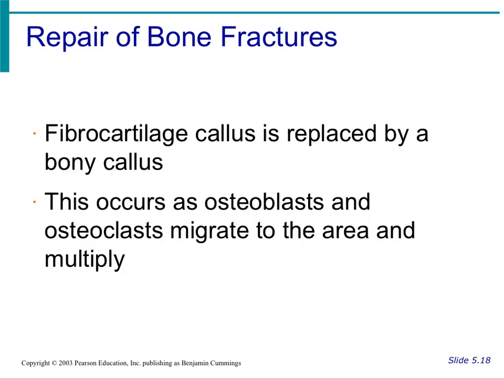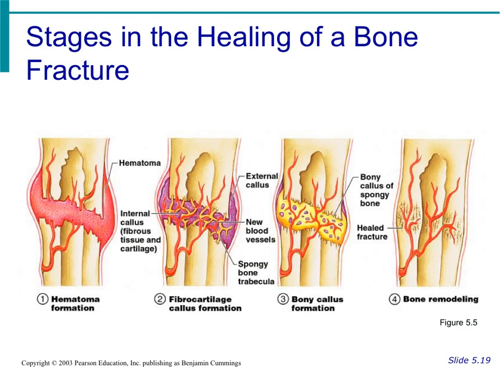Once the fibrocartilage callus is there, it's replaced by a bony callus. This occurs as osteoblasts and osteoclasts migrate to the area. They can start to multiply, and remember, osteoblasts add bone, osteoclasts destroy bone. So here you can see the bony callus is kind of this yellowish tissue that is starting to form.